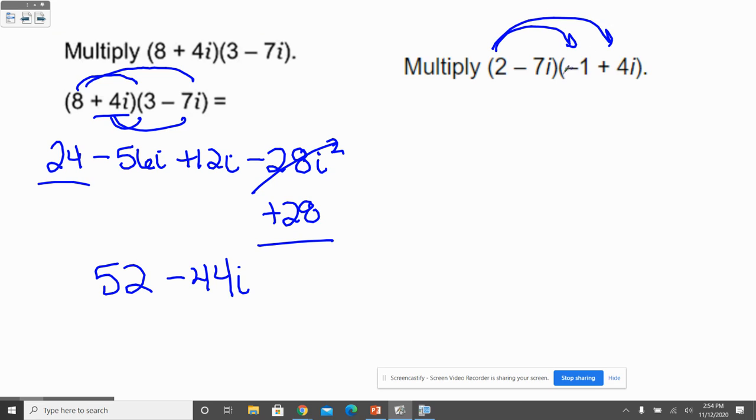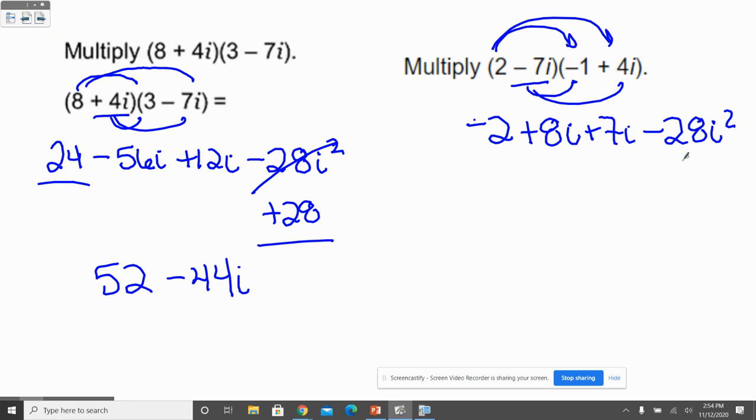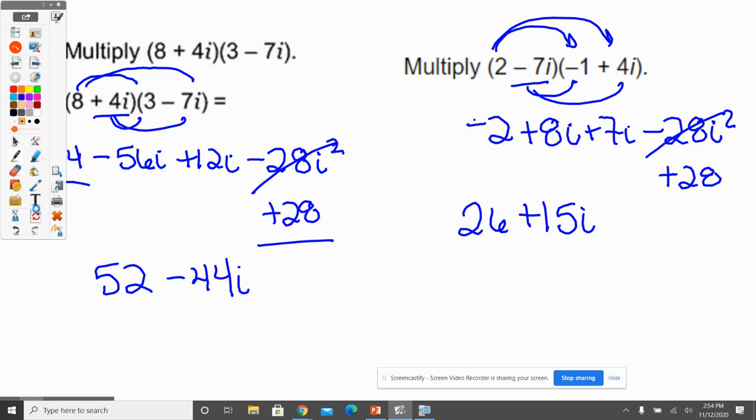2 times -1 will be -2. Then you'll have a plus 8i. Careful with signs here. That's a plus 7i and a minus 28i squared. That minus 28i squared becomes a plus 28. -2 plus 28 is 26 for the real part, and a positive 15i for the imaginary part. So that's how you multiply complex numbers.